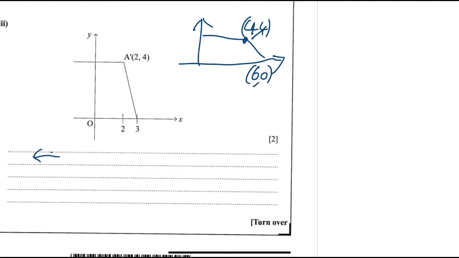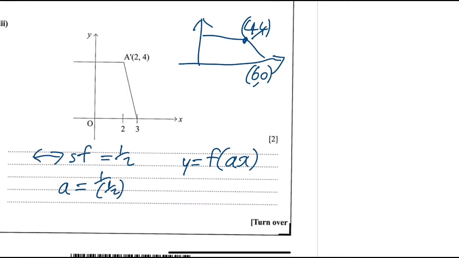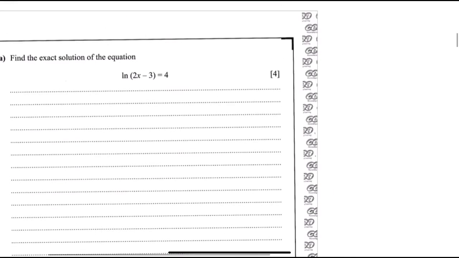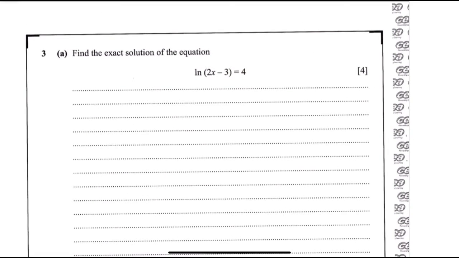Sorry, it's a horizontal stretch, scale factor equal to a half. So it's been squashed in by scale factor 2, or scale factor a half, I suppose. So that is y is equal to f of ax, where a is equal to 1 over a half, which means it's equal to 2. So that's y is equal to f of 2x is what that's going to be. Apologies for that one. Okay, right, number 3 says find the exact solutions of the equations.